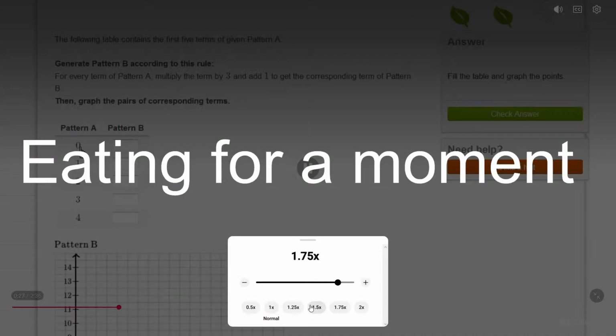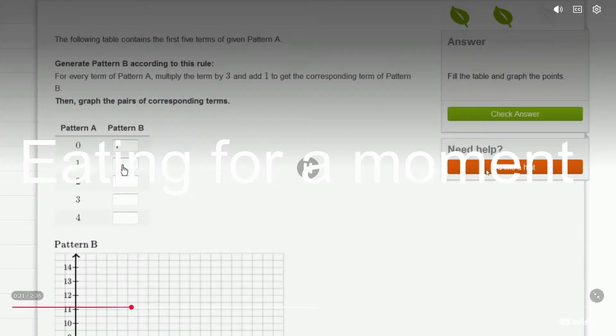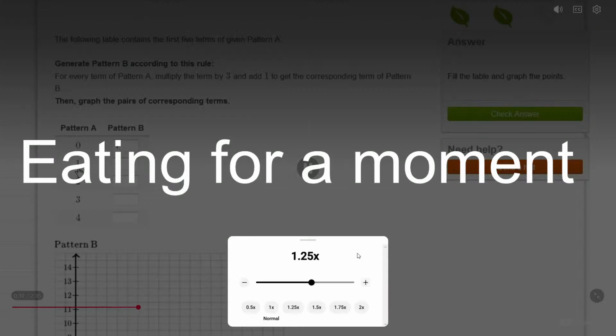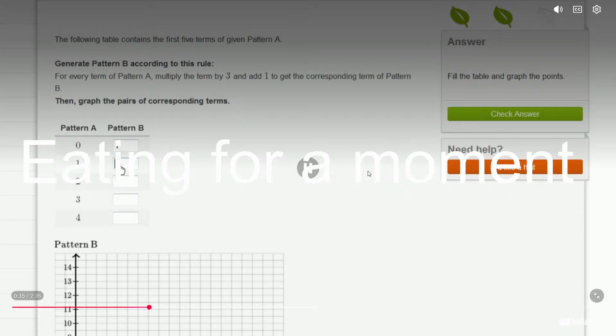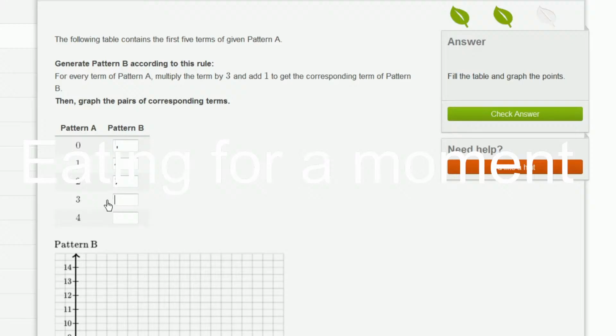So if we multiply 0 by 3, we get 0, and you add 1, you get 1. You multiply 1 by 3, you get 3, and then you add 1, you get 4. 2 times 3 is 6, plus 1 is 7. 3 times 3 is 9, plus 1 is 10. Remember, we're just multiplying by 3 and adding 1. 4 times 3 is 12, plus 1 is 13. So those are the corresponding terms for pattern B.